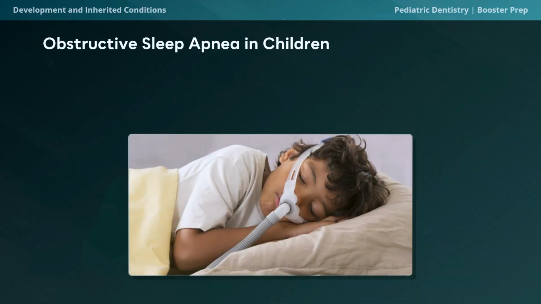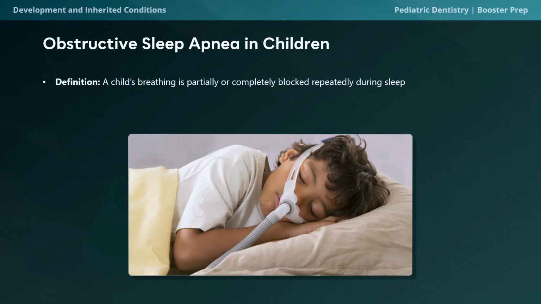So next we'll discuss obstructive sleep apnea. And this is when breathing is partially or completely blocked repeatedly during sleep. Most commonly, this is caused by enlarged tonsils and adenoids, which is an underlying factor, as well as other factors such as obesity, craniofacial anomalies, and neuromuscular disorders that can also contribute. So treatment may depend on the following etiology. This can affect the child's growth, cognitive development, and behavior.